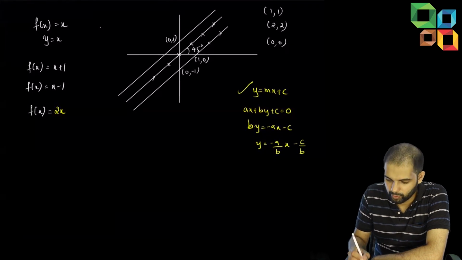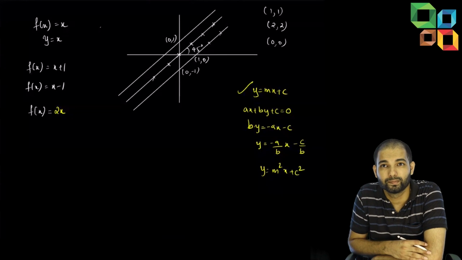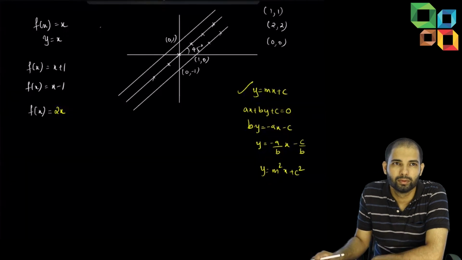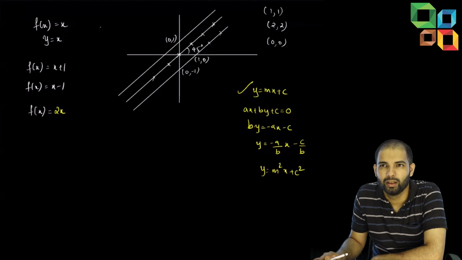Instead of this, what if I have, say, y equal to m square x plus c square? Is this also a straight line? It is a straight line. Okay. Anybody else?